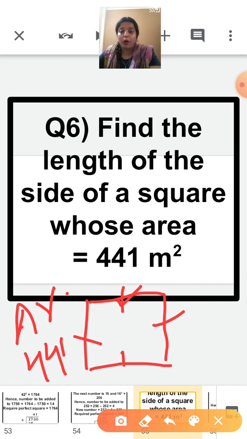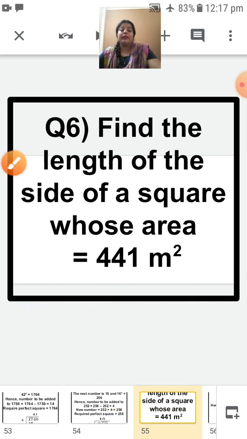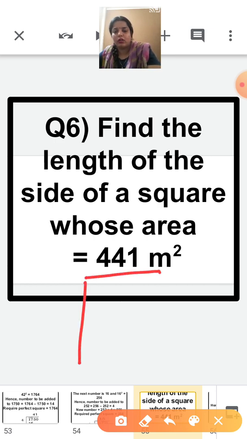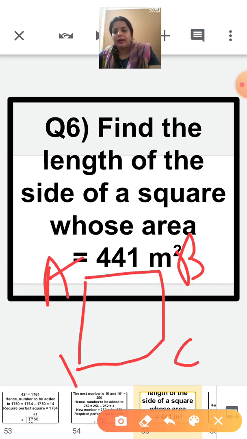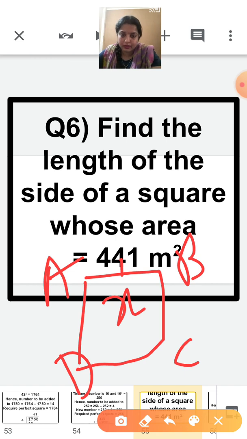Okay, so what is the formula for the area of a square? Side into side, but we don't know the side. We need to find out the side. Okay, how can you find it? See, I'm saying that a square has all sides equal. So if this is your square, I'm saying A, B, C, D, and AB we are letting be X, it means all the sides are X. Okay, that is clear to you now.